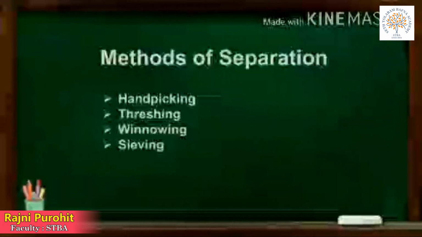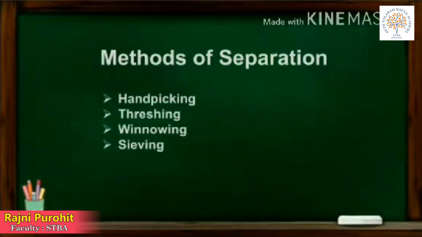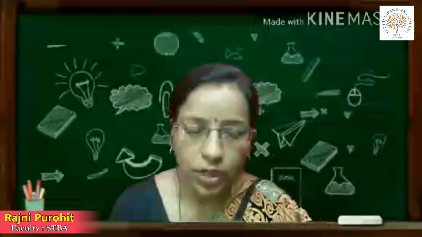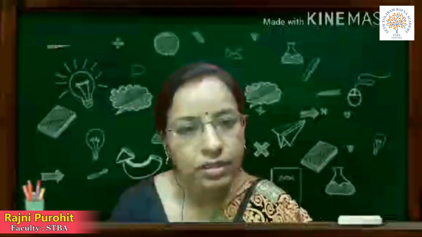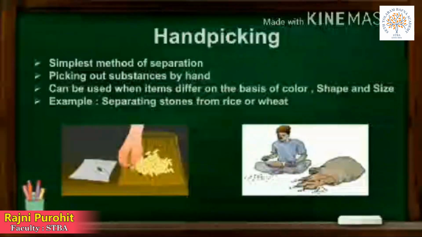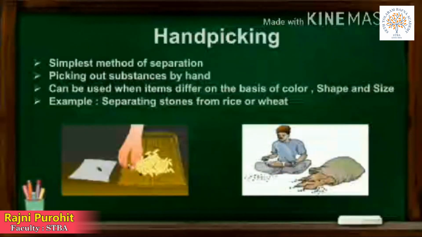Now let's discuss some basic methods of separation, namely number 1 handpicking, number 2 threshing, number 3 winnowing, and number 4 sieving. Let's discuss them one by one. First we will take handpicking. Handpicking is a simple method by which the substances are separated on the basis of their size, shape, or color. This is the easiest and simplest way to separate. In this, the particles of bigger size are separated basically.